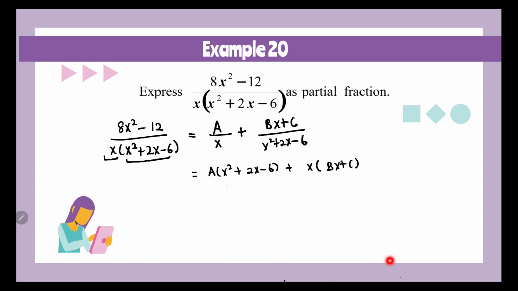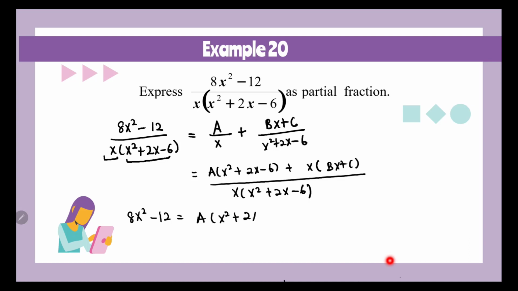So A multiply x squared plus 2x minus 6, plus x multiply bx plus c, divided by x times x squared plus 2x minus 6. Notice that the denominator on your left hand side and right hand side are the same. Therefore, we can say that the numerator is also the same. So we can say that 8x squared minus 12 equals A times x squared plus 2x minus 6, plus x multiply bx plus c.